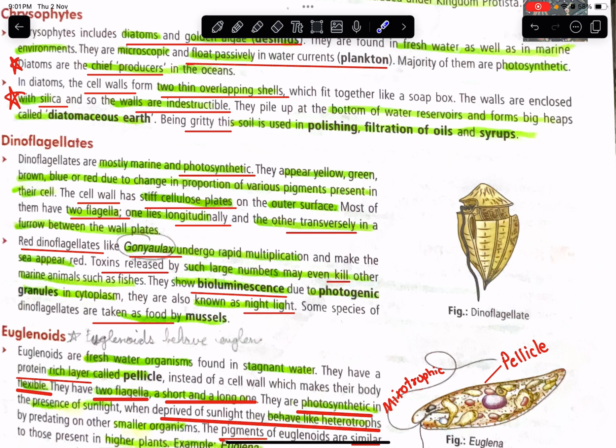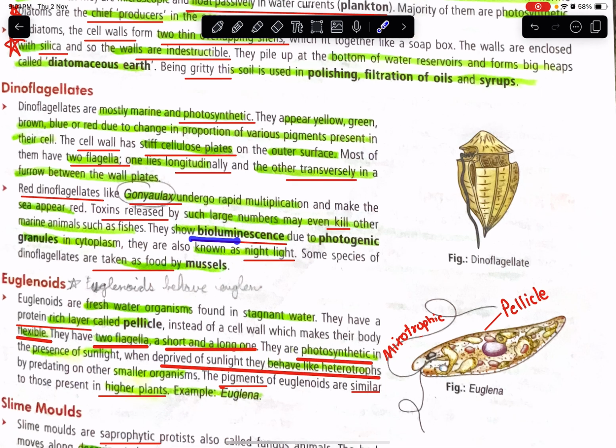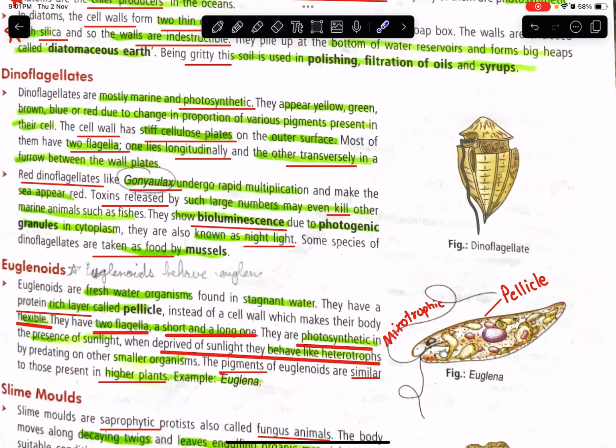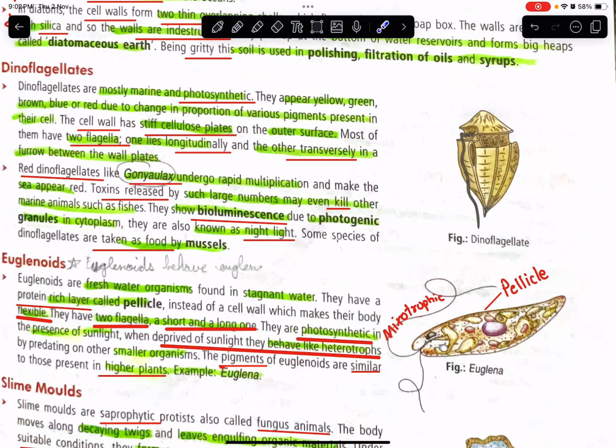So again, a very important question. And they show bioluminescence. Why do they show bioluminescence? Because bioluminescence means they glow due to the presence of photogenic granules in the cytoplasm. Again, a very important question. And that's why they are also known as night light, because of this property of bioluminescence exhibited by Gonyaulax. Some species of dinoflagellates are taken as food by mussels. So the mussels eat these red dinoflagellates.